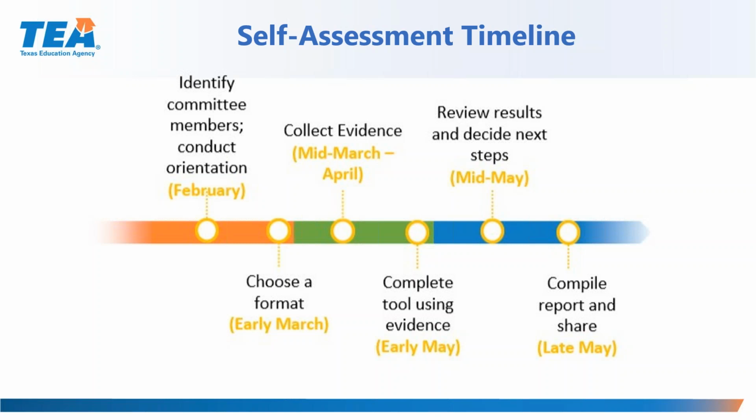Mid-March through April, you would be collecting the evidence and then completing the tool using that evidence as early May. Then in mid-May, you could review the results and decide on your next steps. And then by late May, you could compile the report, finalize it, and share it with stakeholders. Remember, this is just a recommended timeline. You may want to make the process longer, or you could make it shorter, depending on your needs.